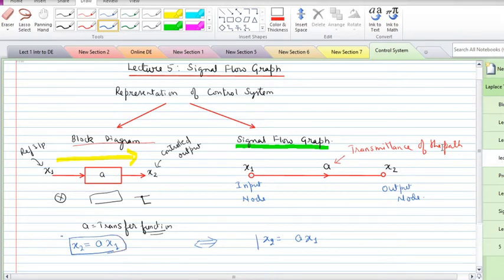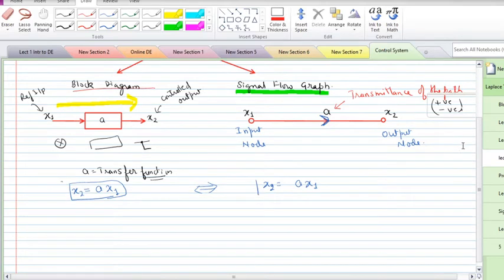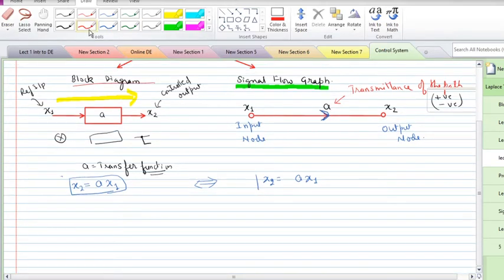Now here this path is very important, and the path contains an additional information, that is the direction of the signal in which it is flowing. And this A, that is the transmittance of this path, may either be a positive value or it may be negative also. So let's have an example here first.